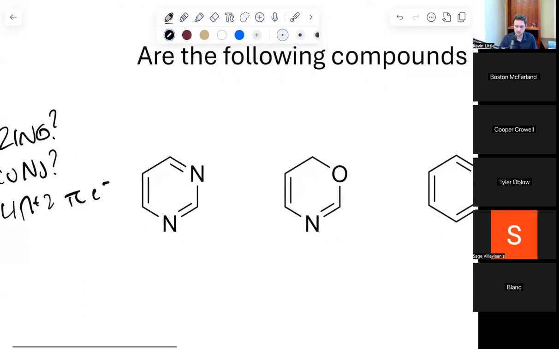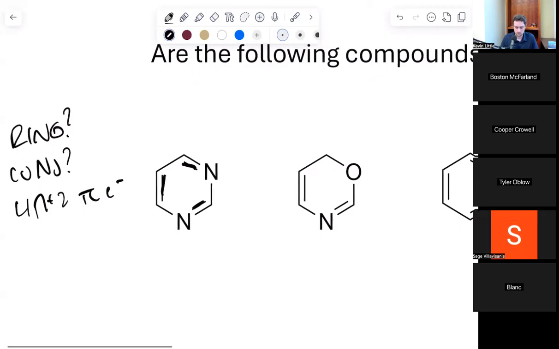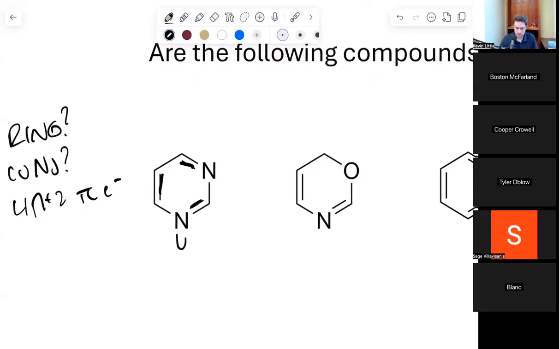This is fully conjugated. There's double bonds all around the ring and/or lone pairs and/or charges. Both of these nitrogens are sp2, so I do not count these lone pairs. They do not get counted. And so I end up with 2, 4, 6 pi electrons. So this is aromatic.